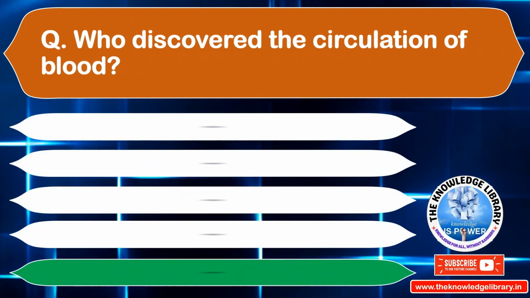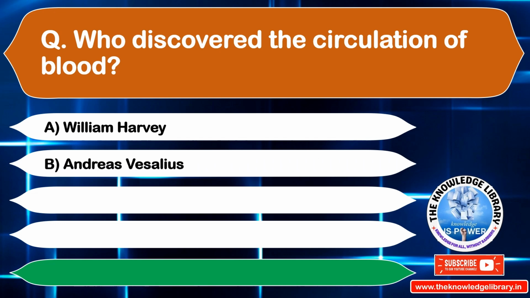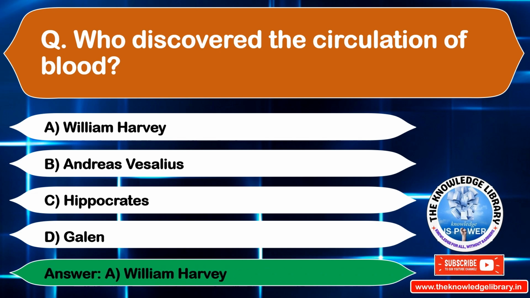Who discovered the circulation of blood? Option A, William Harvey. Option B, Andreas Vesalius. Option C, Hippocrates. Option D, Galen. The correct answer is option A, William Harvey. Move on to the next question.